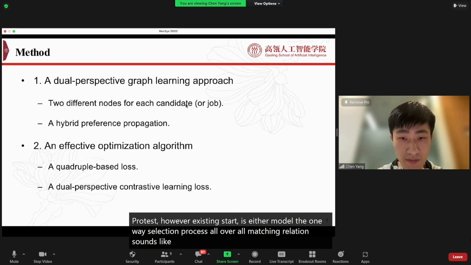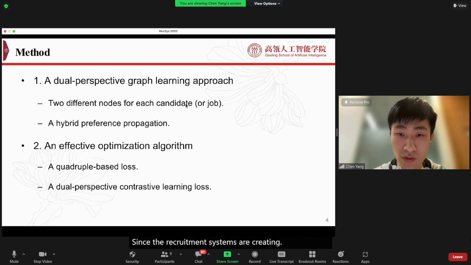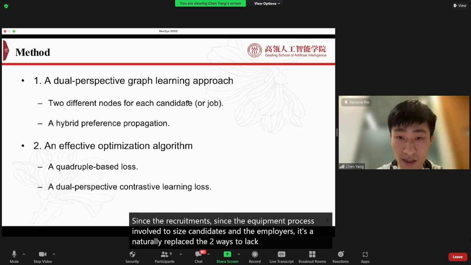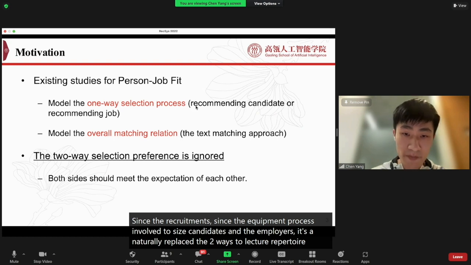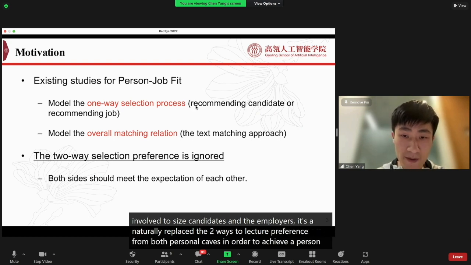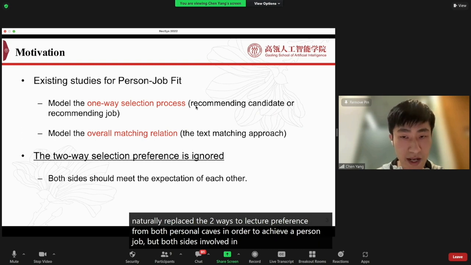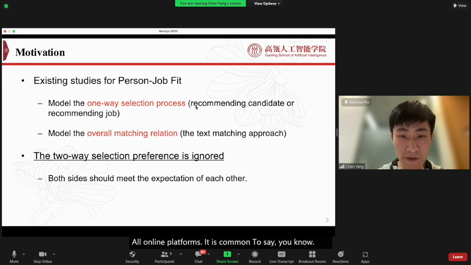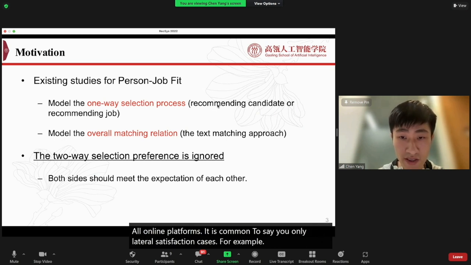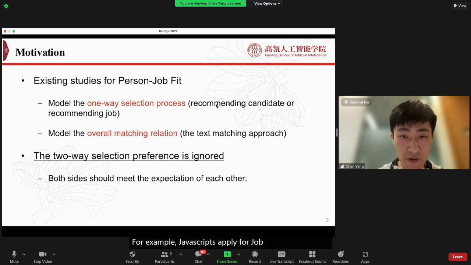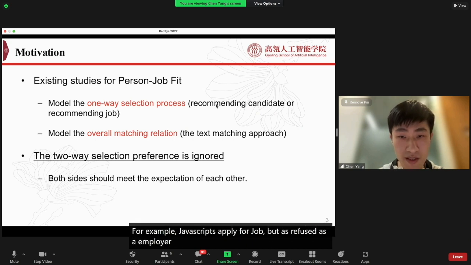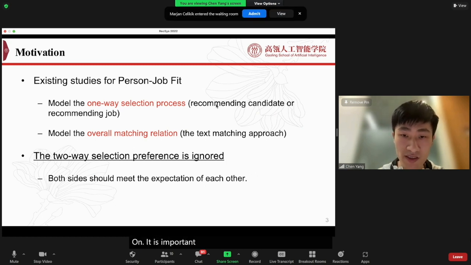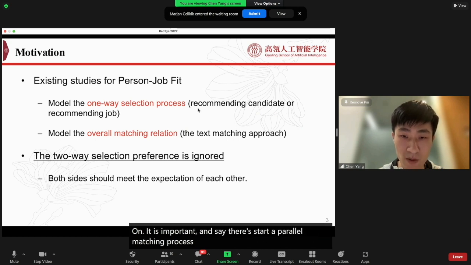Since the recruitment process involves two sides, candidates and employers, it naturally reflects the two-way selection preference from both perspectives. In order to achieve a person-job fit, both sides involved should meet the expectation of each other. On online platforms, it is common to see unilateral satisfaction cases. For example, job seekers apply for a job, but are refused by the employer. Actually, two-way selection is a common phenomenon in nature and society, and it is important to consider such a bilateral matching process in person-job fit.